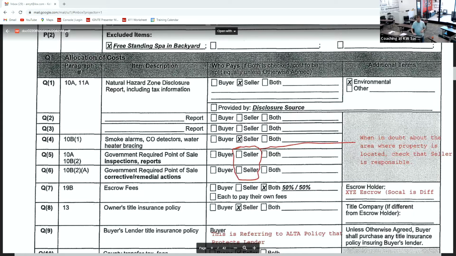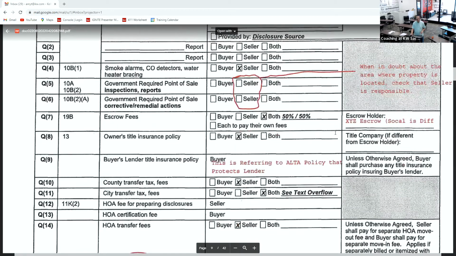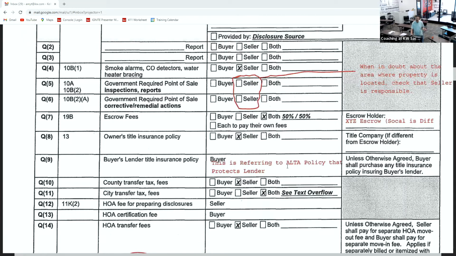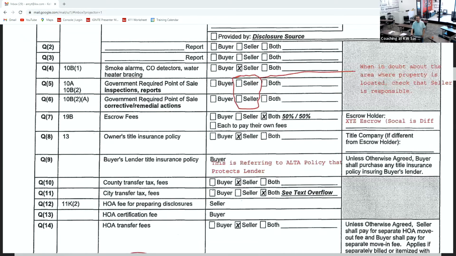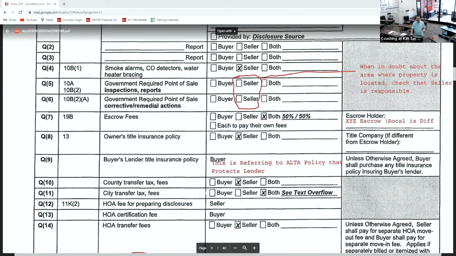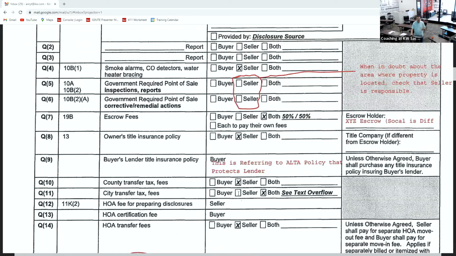Escrow fees, I put here what's customary for, say, Sac County. Escrow fees 50/50, seller pays for the owner's title policy. Typically, the buyer's going to pay for an ALTA policy, that's American Land Title Association, and that protects only the lender that's lending you the money. County transfer taxes, typically the seller will pay those. City transfer taxes, either both will pay it, or sometimes, depending on the market, we're going to allocate that to the seller.